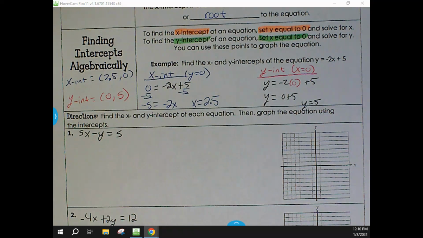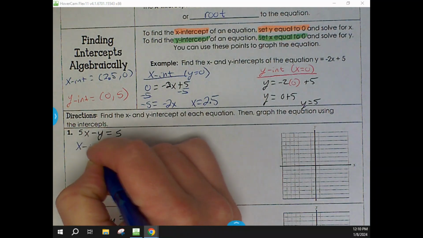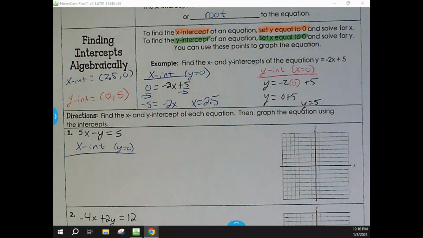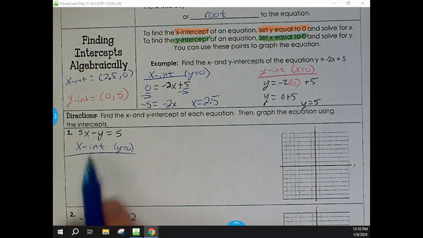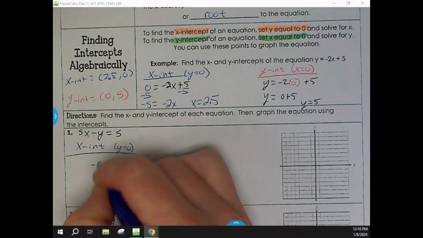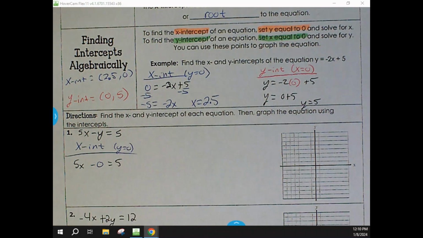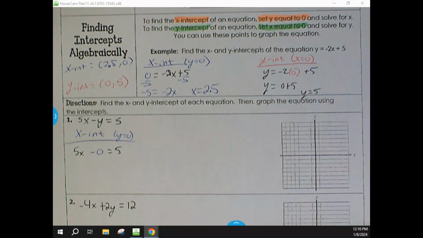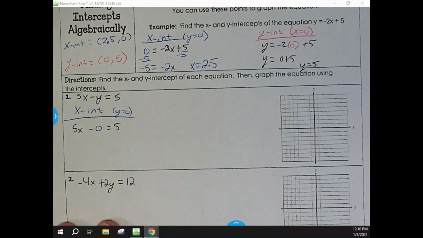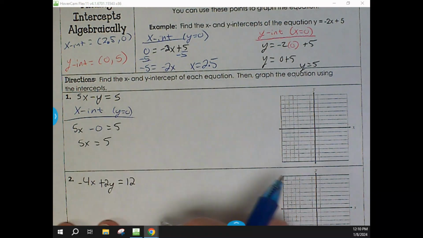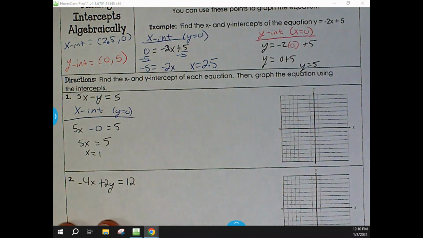Okay, so for number 1 down here, same thing. Just different problems. We're going to do the same thing, though. We're going to get the x-intercept and then the y-intercept. So for the x-intercept, again, that's going to be y equals 0. We're going to take this equation and take out the y and plug in 0. The good thing with this one is when you plug in the 0, it's 5x minus 0, which doesn't really do anything. So it's just 5x equals 5, so x equals 1.